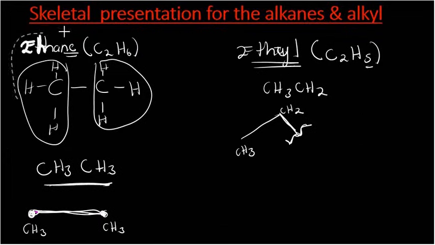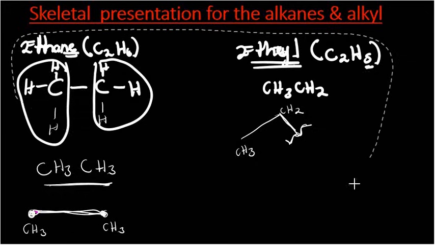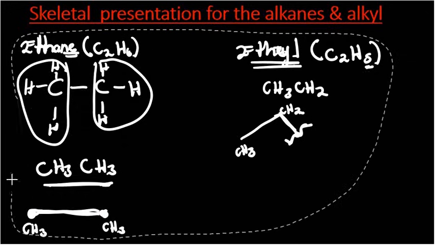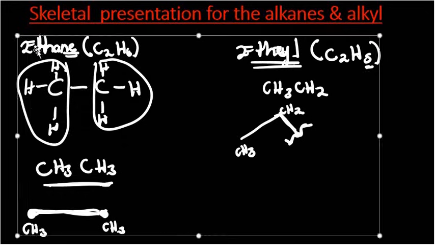Let's move to the second one, which is propane. So propane, it is C₃, like that. Then here what? 8. That's what we call propyl. So what do we do here for you to write the condensed structure?